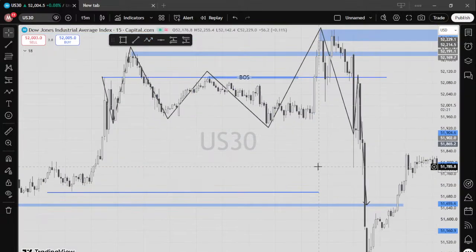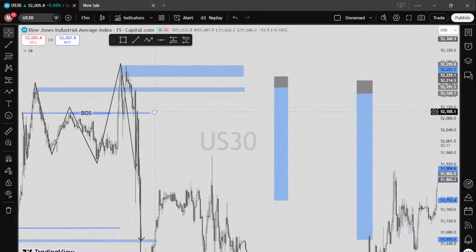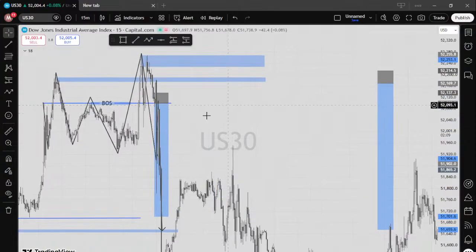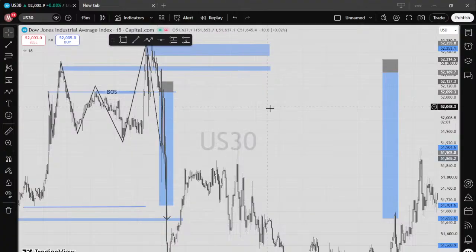And you can see the market played the game so well. I promise. Now the market played the game so well, and as you can see, what is the ratio? 1:10. I took this trade well. This trade was too goated for me, bro.